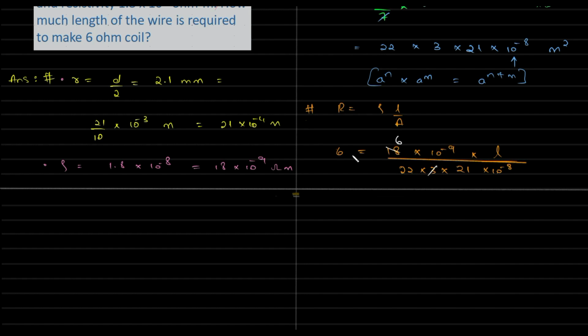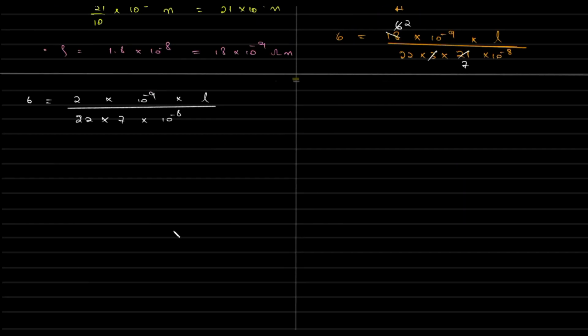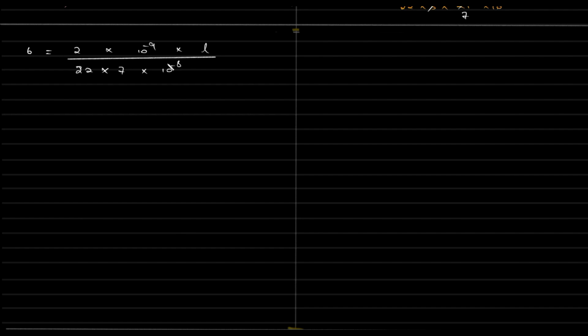3 ones are 3, 6 are 2. Then 3 threes are 3, 7s are 21. Right? Then let us transpose things and even this. Okay, let me write it clearly so that there's no confusion. 22 into 7 into 10 to the power of minus 8. So 10 to the power of minus 9 by 10 to the power of minus 8 will reduce to 10 to the power of minus 1. Again, all this is basic exponents.